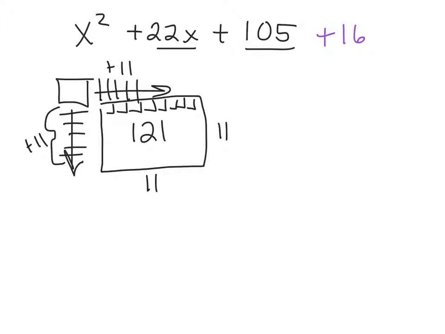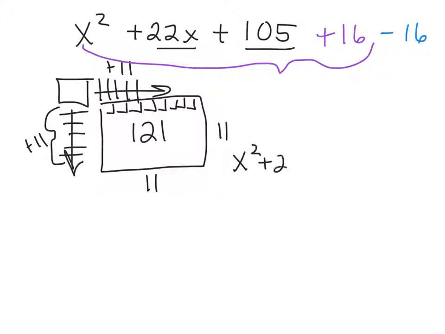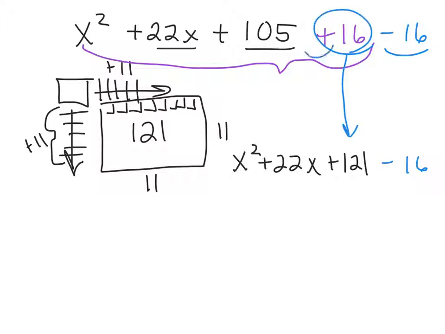And of course, whenever we add something to an expression, we need to subtract it so that we don't change the value of it. Now, the reason why we added that 16 is so that we can have this whole thing be a perfect binomial square. So when I rewrite that, I have x squared plus 22x plus 121, but we can't forget that we have this minus 16 that had to be put in there because in order to get that 121, we had to add 16 to that 105.